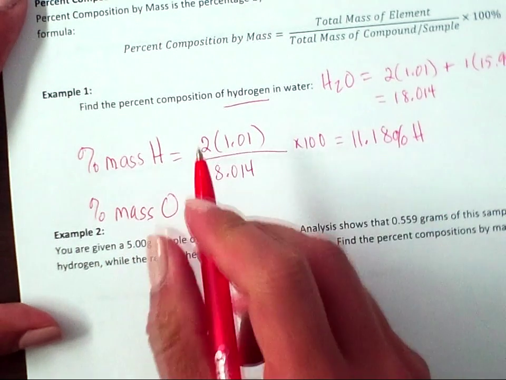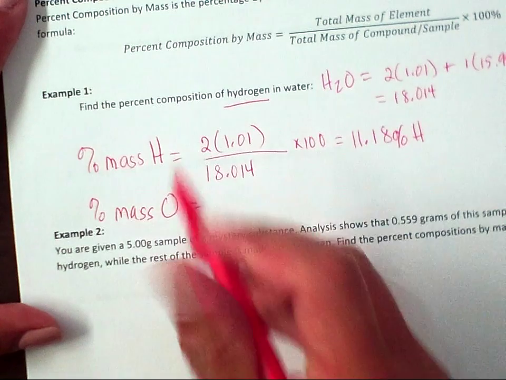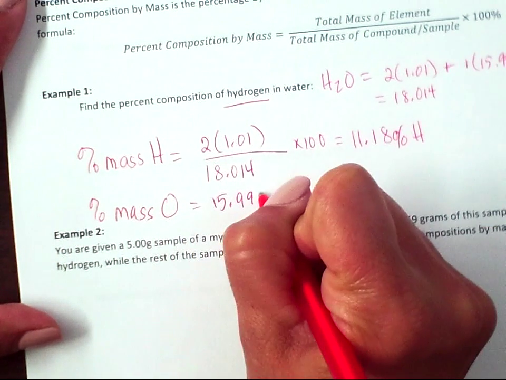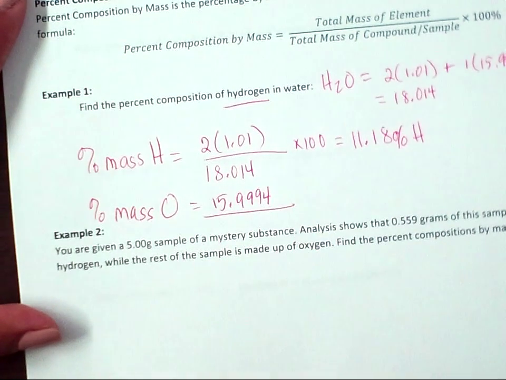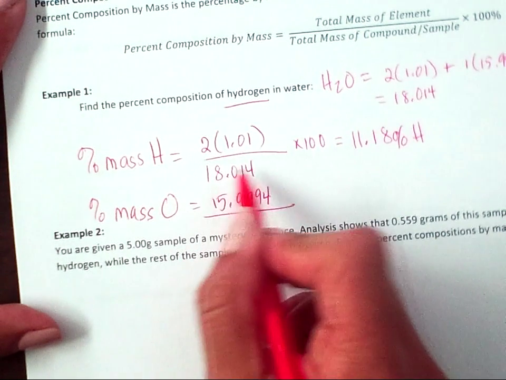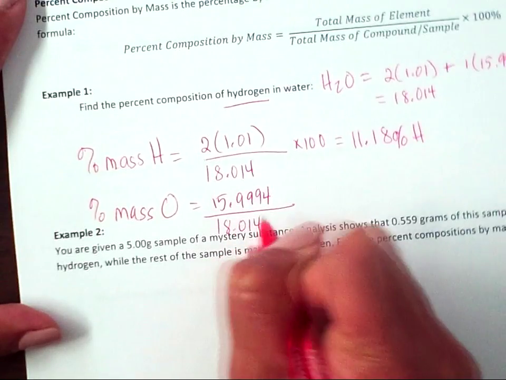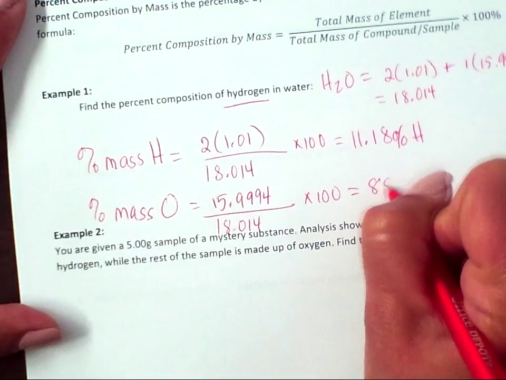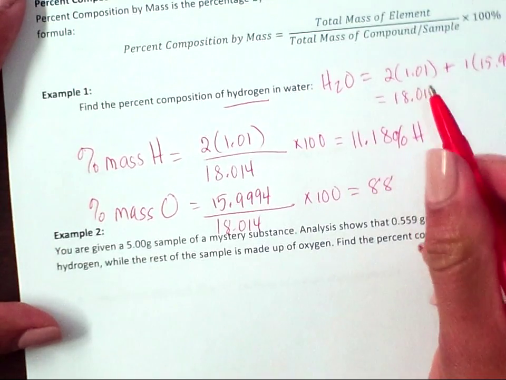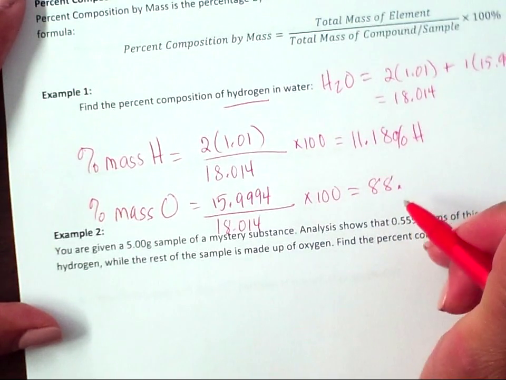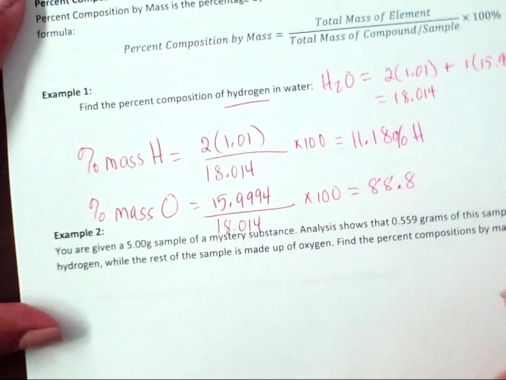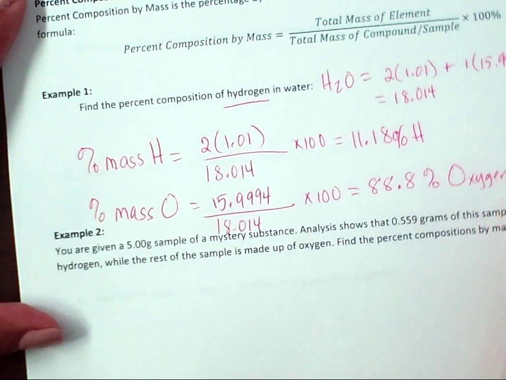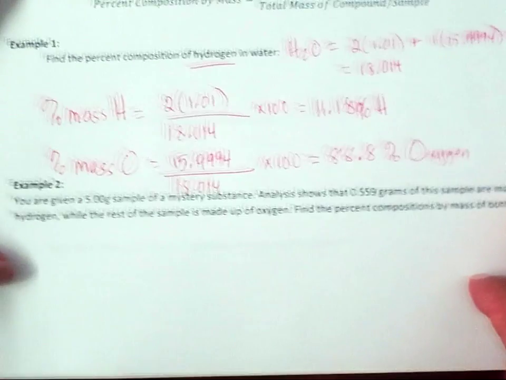Okay, oxygen, percent mass of oxygen. Okay, so what goes on top? Anyone? Okay, good. The mass of oxygen, and I only have one of them, so I can just put the one value there. Divided by the total mass, which is 18.014, times 100, and you would get 88, about this answer. I do not have my calculator out, so, and I'm going to put oxygen.